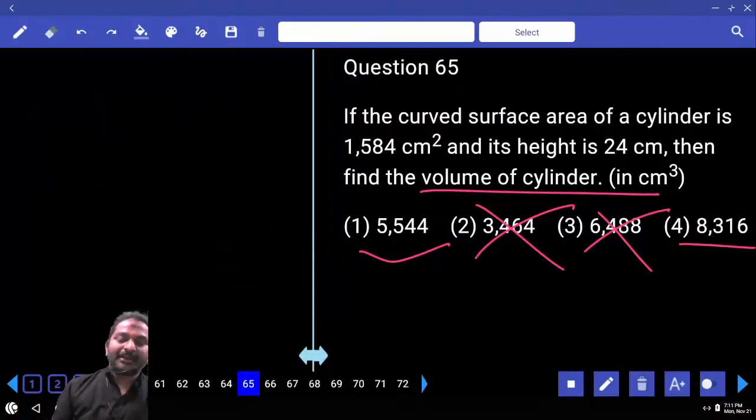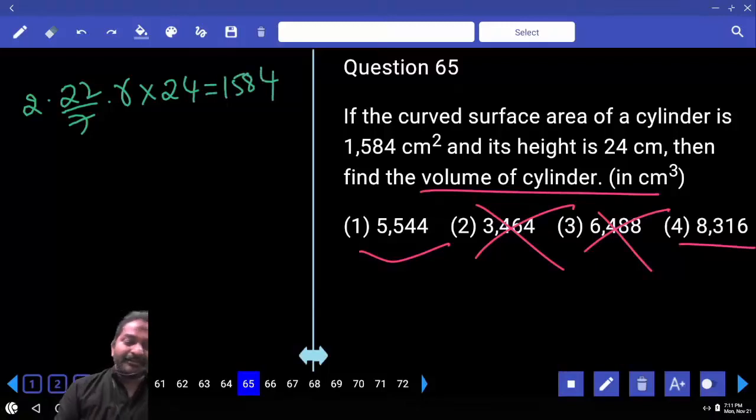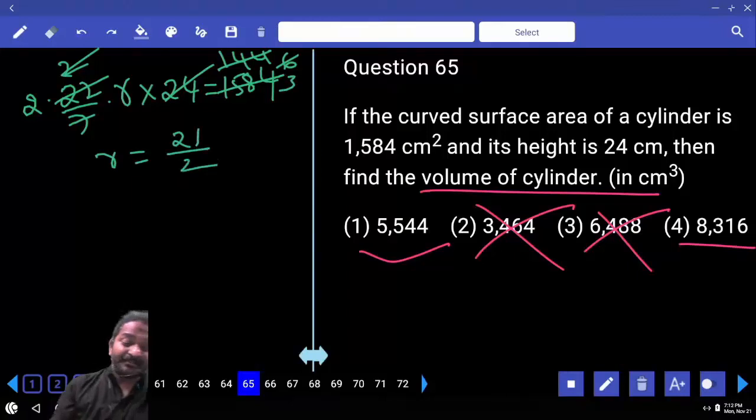So we have to calculate the curved surface area of the cylinder. Curved surface area is 2 pi r h, with pi as 22 by 7 and height 24. Next, let's calculate. Simplifying, r is equal to 21 by 2.